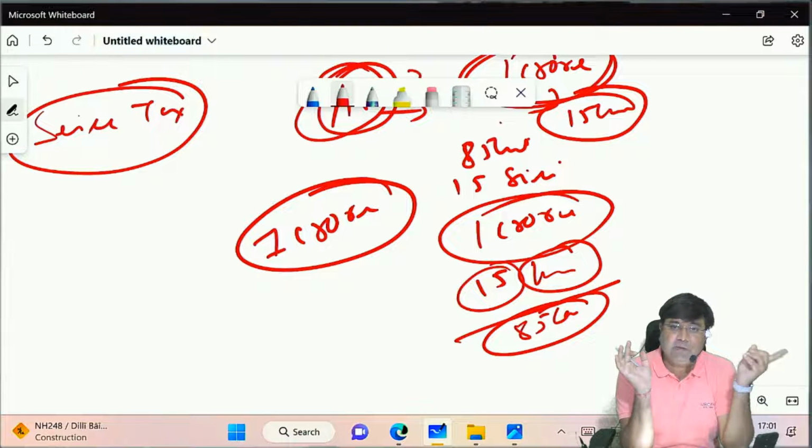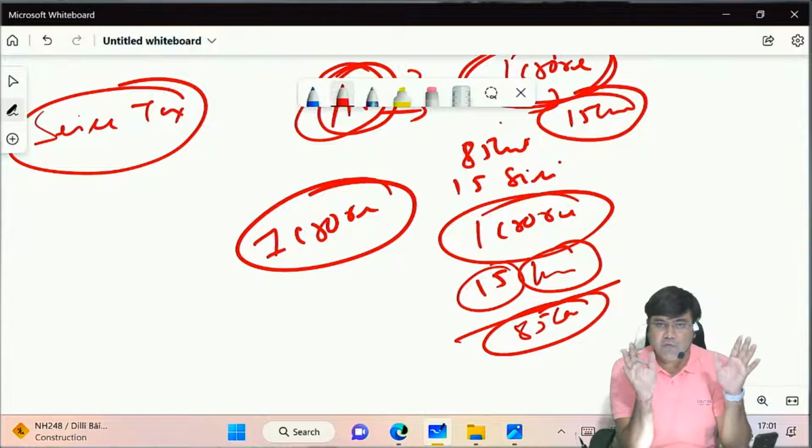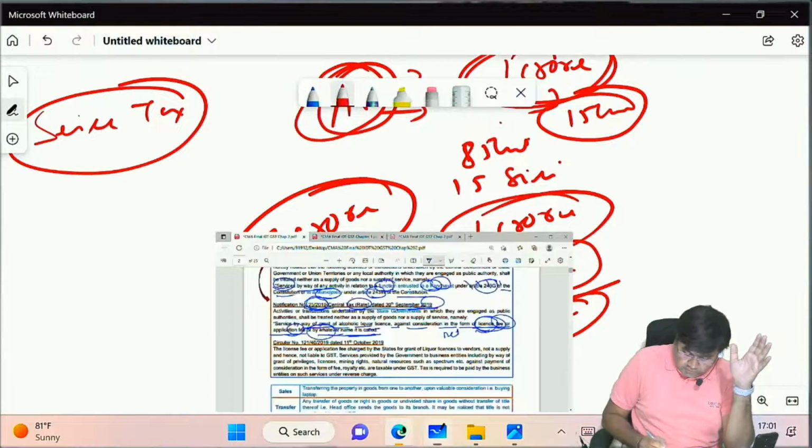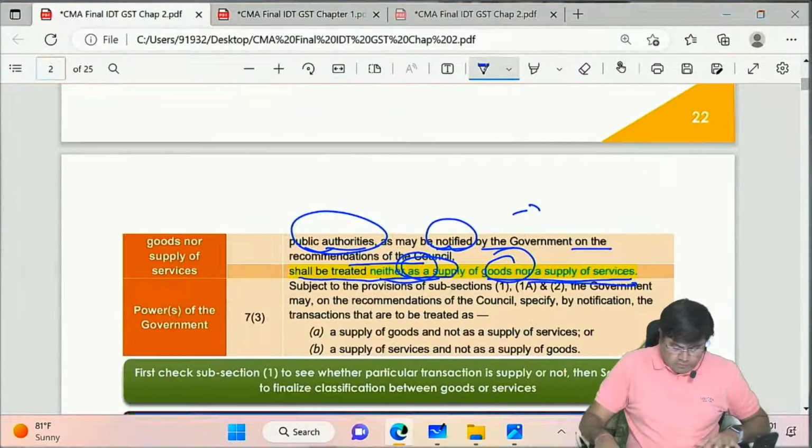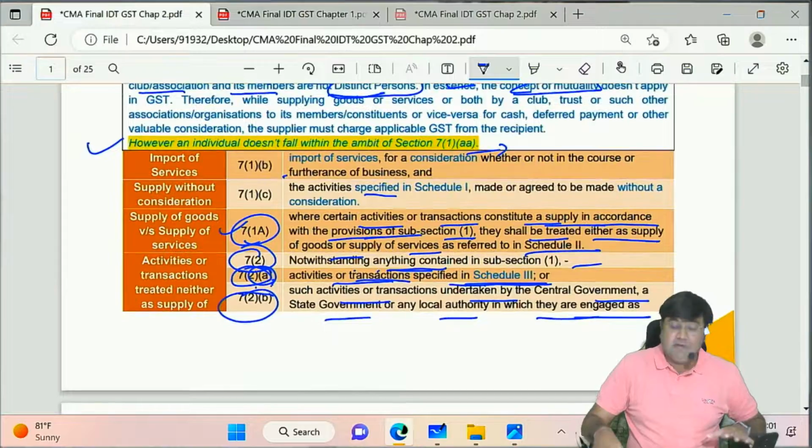So section 7 subsection 2 clause B empowers the government to issue notifications. The government has issued two notifications till now. One is related to panchayat and municipality, the second one is alcohol liquor license fee, or maybe any other term is used, but that is also going to be neither supply of goods nor supply of services. So section 7 subsection 2 basically is going to prevail over section 7 subsection 1.